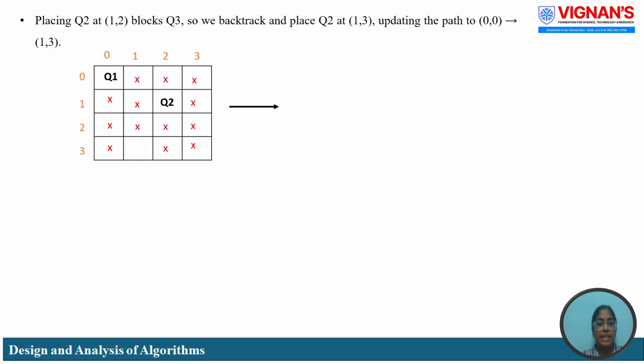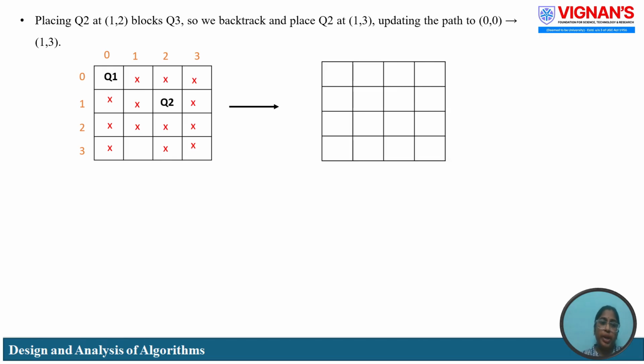Now we try to place the queen 3 at row 2. So here we have no safe position to place queen 3 at row 2. Now we try to backtrack and change the position of the Q2. Here the only possible position is 1, 3. Now try to place the queen 2 at 1, 3 and block all the unsafe positions to place the further queens.